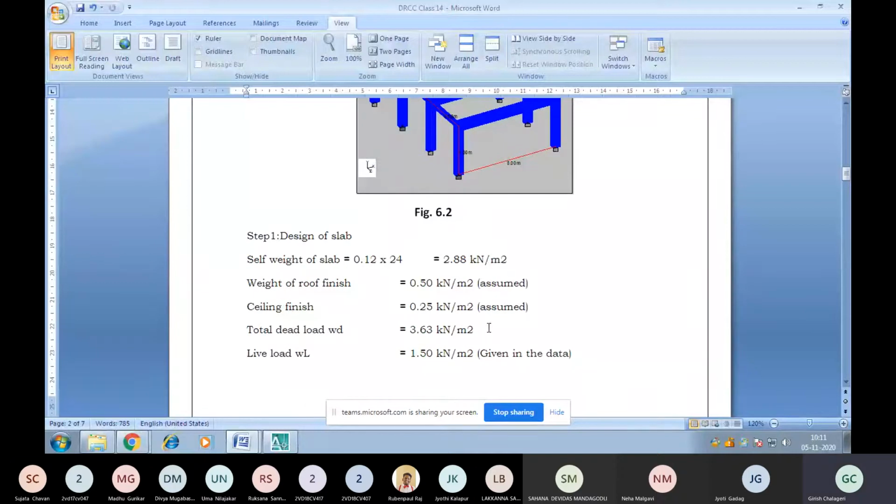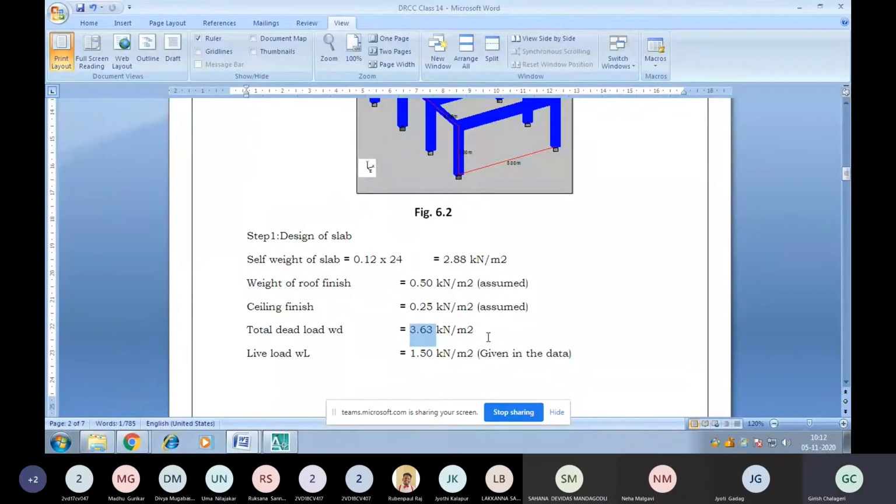Let us assume the weight of roof finish as 0.5 and the ceiling finish as 0.25. We are assuming both of them. So the total dead load will be 2.88 plus 0.5 plus 0.25, that is 3.63 kilonewton per meter square.